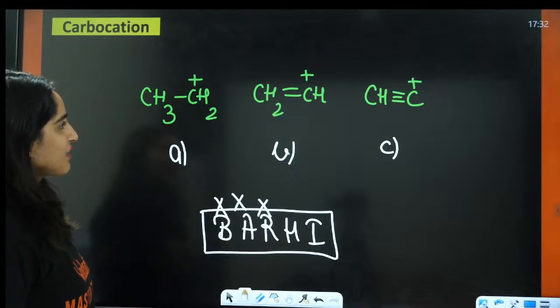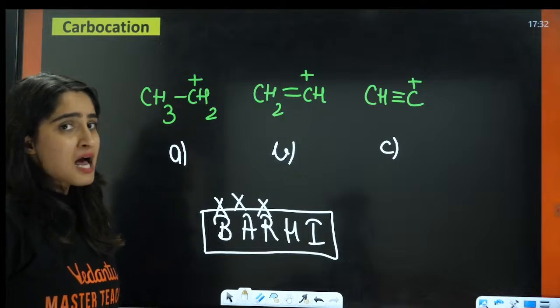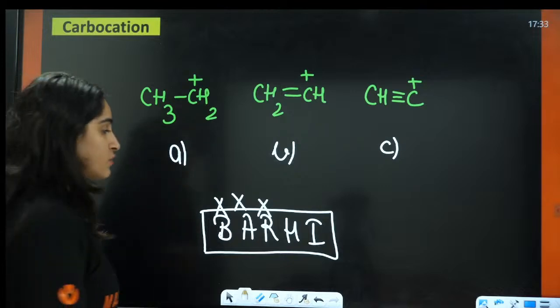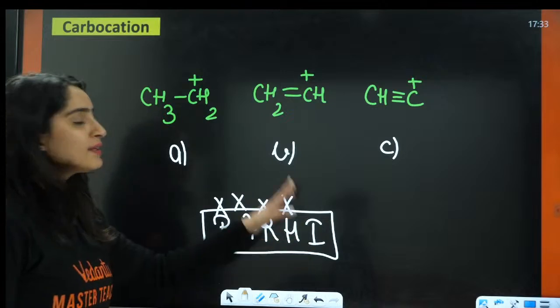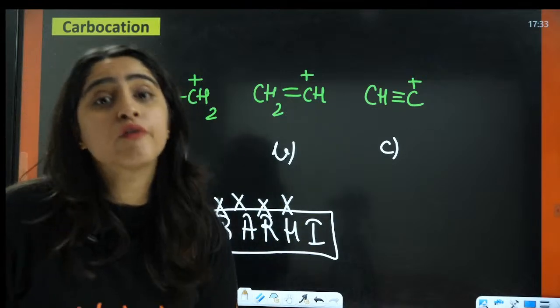Hyperconjugation structure. I can't see any hyperconjugation structure. Only here I can see a hyperconjugation structure. I can't distinguish them on the basis of hyperconjugation structure. Then there comes the inductive effect. Now, ma'am, how do we define the inductive effect here?